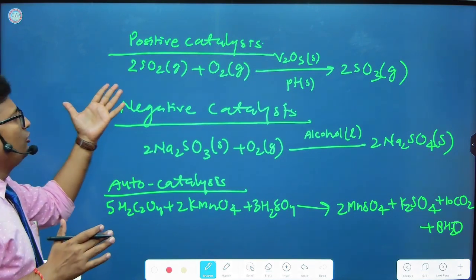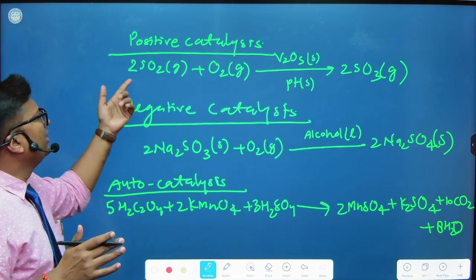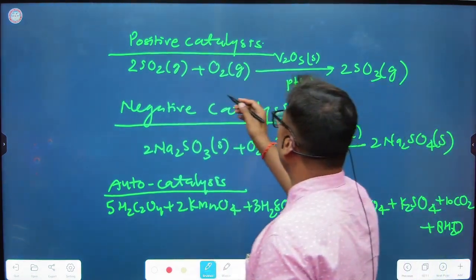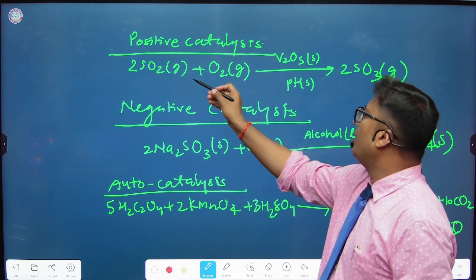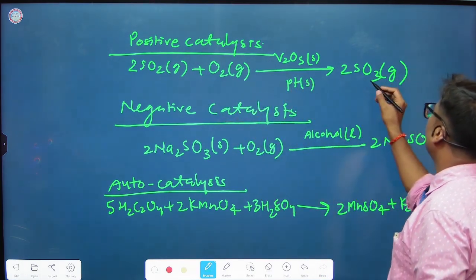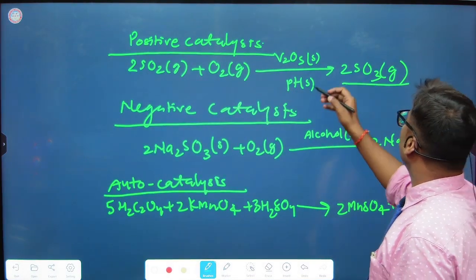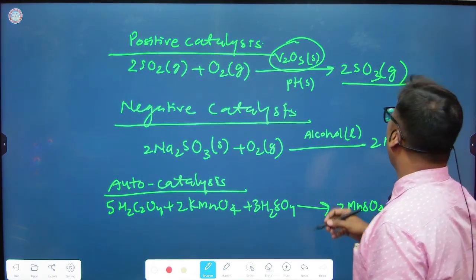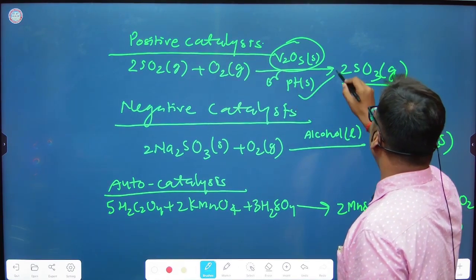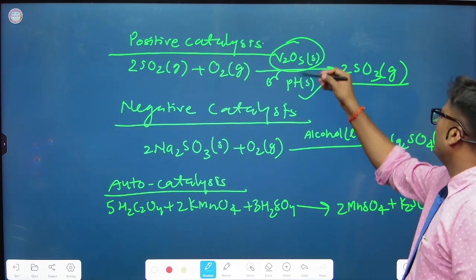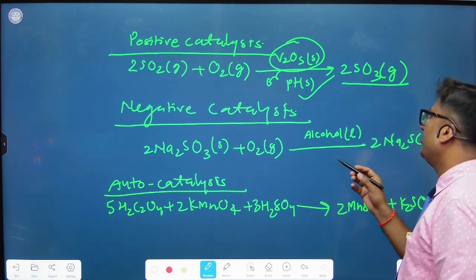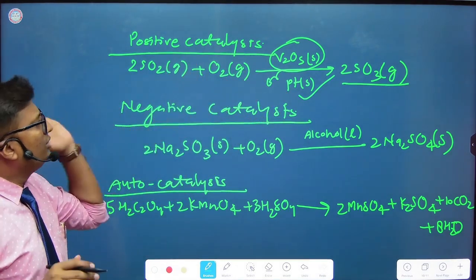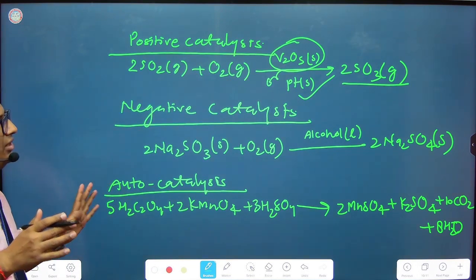And here is a very good example that I have taken from the reference, the conversion of sulfur dioxide into sulfur trioxide. Simply, this is an oxidation reaction. 2 moles of sulfur dioxide in the gaseous state react with oxygen gas, and then form 2 moles of sulfur trioxide gas. Here the catalyst is vanadium pentoxide, V2O5, in solid form, or you can simply use platinum solid. So this vanadium pentoxide or platinum solid is used as a positive catalyst, and in its presence the rate of reaction is observed to increase.